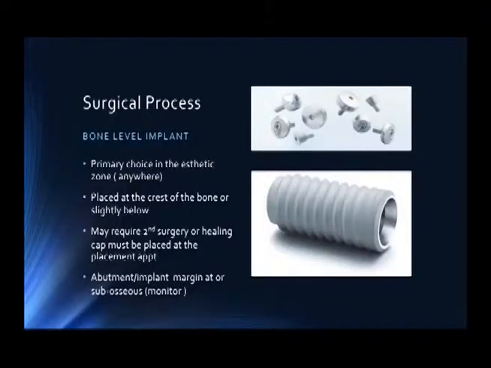As part of the surgical process, the next thing that we're going to look at is the type of implant that is being placed. There are tons of them out there, and there are two major levels or discussions of implants. Basically, is it going to be bone level or is it going to be tissue level? So bone level is great because it's the most aesthetic choice. You can place it anywhere, but certainly in the aesthetic region, that's what you're looking at. It's placed at the crest of the bone.